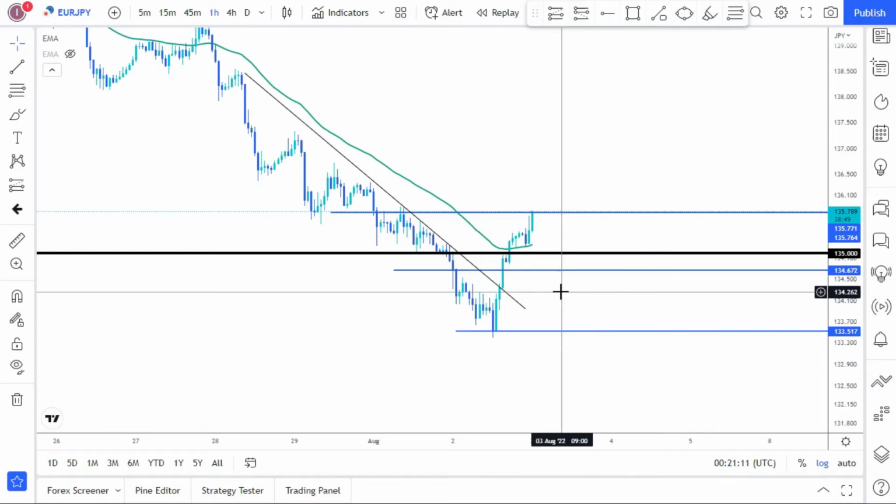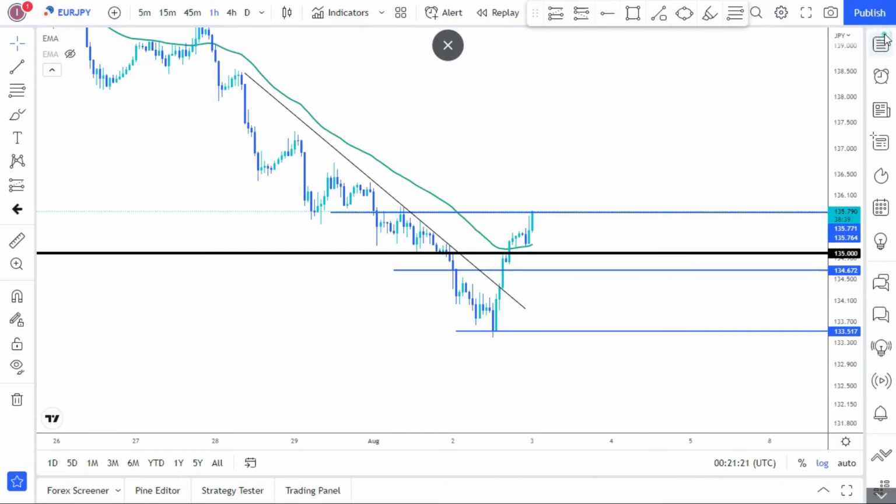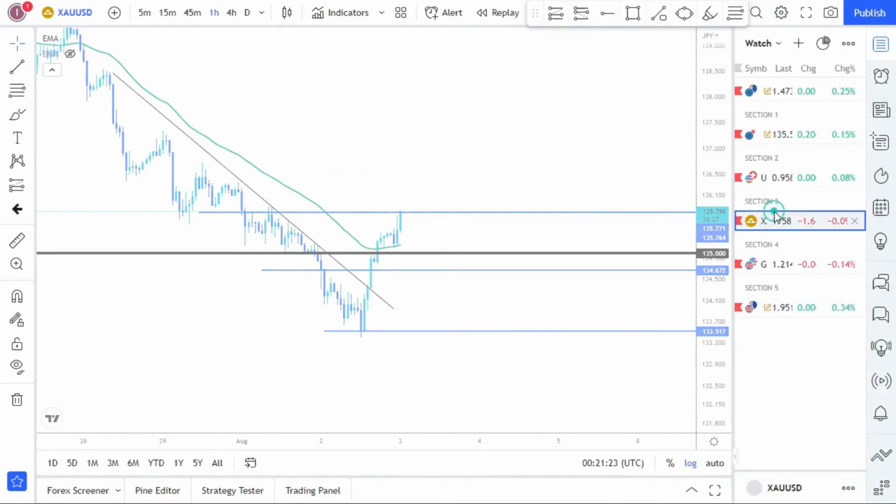Alright guys, we're going to keep it very short on this video. I think that's what we have for today. Let's take a quick look at gold. I'm also waiting for a retracement on gold.